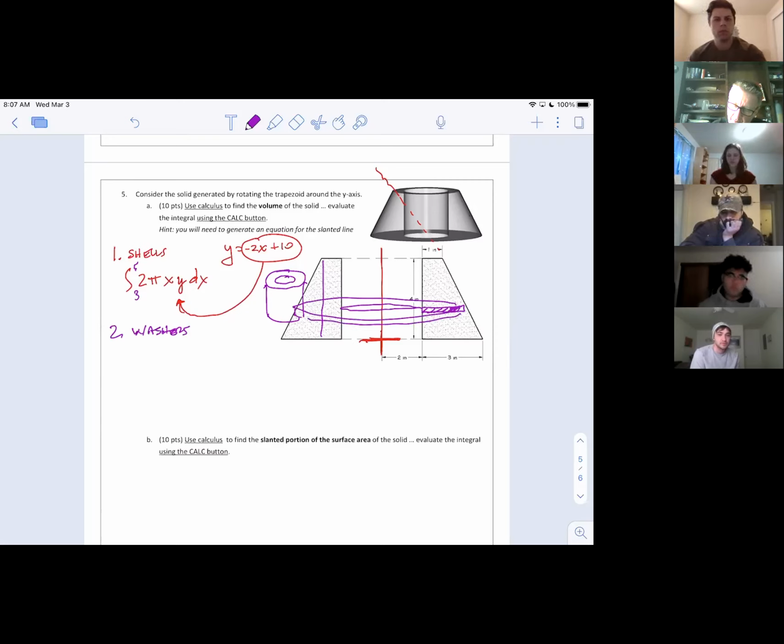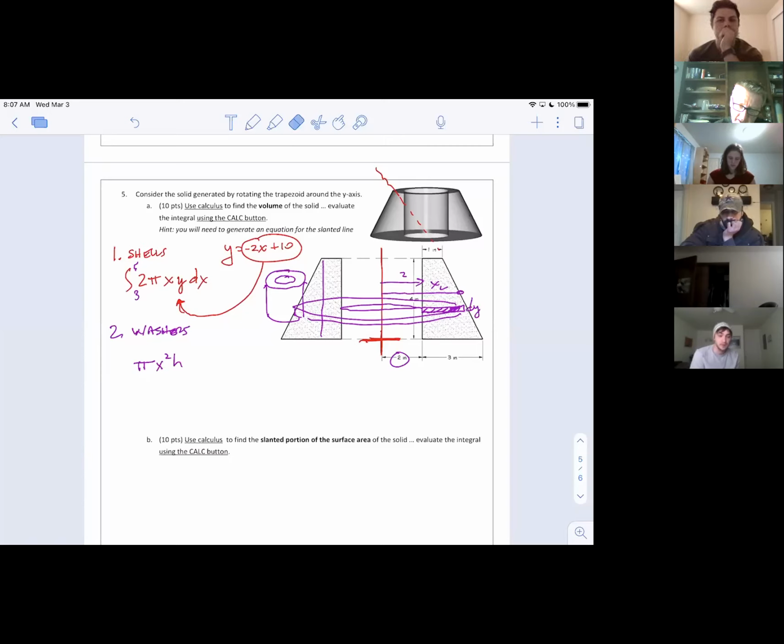So I've got this outer radius, which again is x. So that's like the x of the line. And then I've got this inner radius, which is actually constant. It's just 2. So pi times radius squared times height. That's the volume of a cylinder, except in my case, the radius is the x of the line, and my height is a little bit of y.